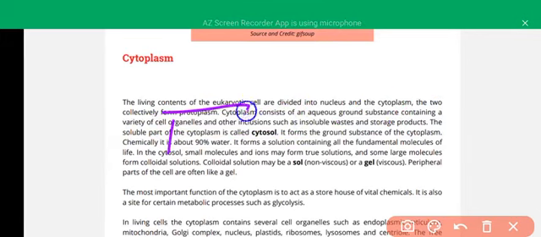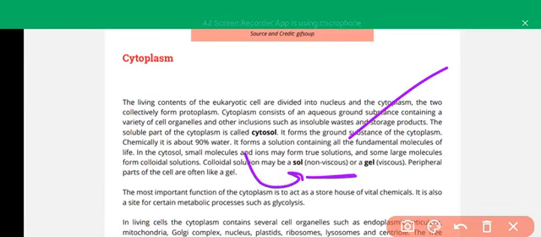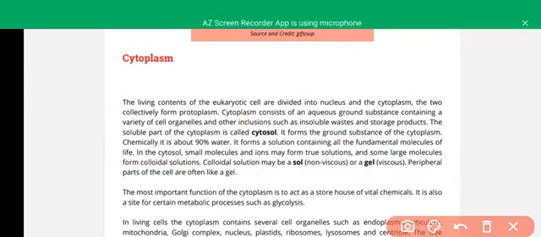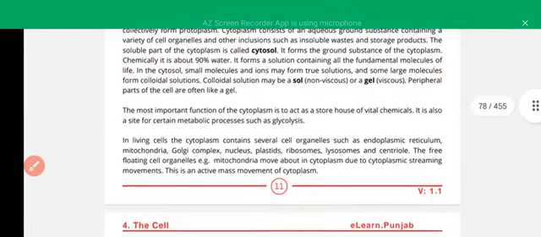Cytosol is 90% water. It is very important. It contains in solution all the fundamental molecules of life, where small molecules form true solutions, and large molecules form colloidal solutions. Colloidal solutions may be of two types: sol, which is non-viscous, and gel, which is viscous. The peripheral part of the cytoplasm is gel, and the central part of the cytoplasm may be sol. Cytosol and cytogel, two types of cytosols are found in living organisms.